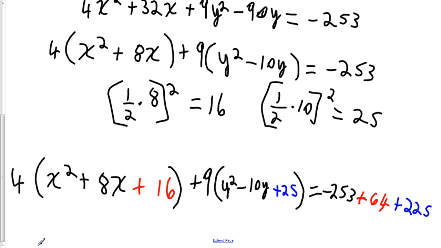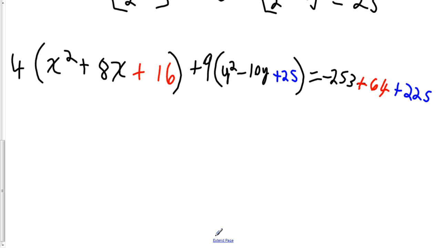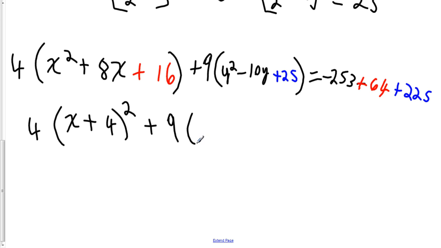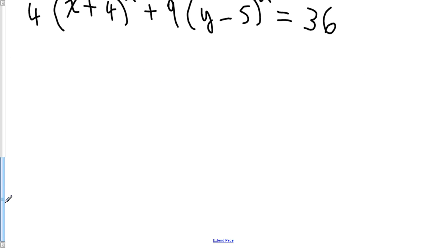Okay, so now what I want to do is I want to go ahead here and factor both of these trinomials that I've created, these perfect square trinomials. This first one, I'm going to factor it as x plus 4 squared, plus 9 times the second one, which I'm going to factor as y minus 5 squared. And it's equal to, well, this sum here is going to give me 36. Okay, so I get this.